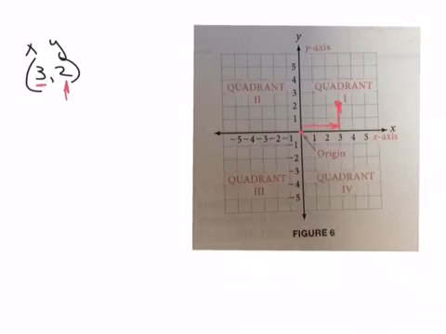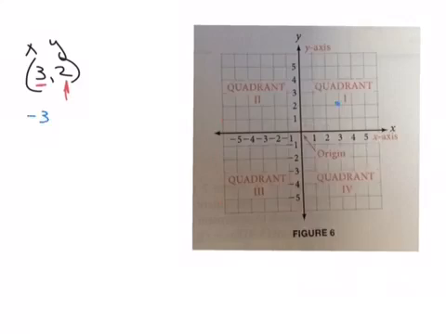So when y is positive, you go up. When y is negative, you go down. See the negatives right there? And the same way with the x. When x is positive, you go right. When x is negative, you go left. Okay? So what it asked me to do is just graph that coordinate 3, 2. And it's real easy to do. I just go over 3, up 2.